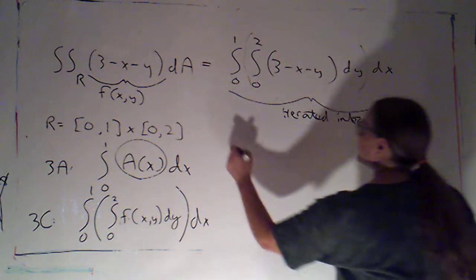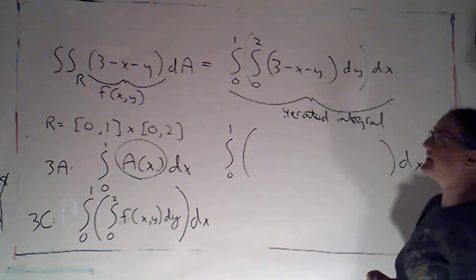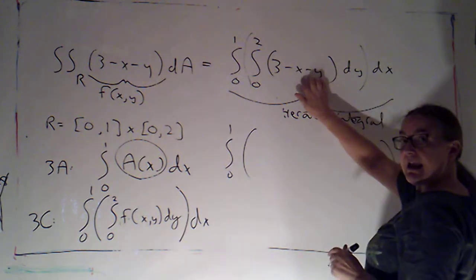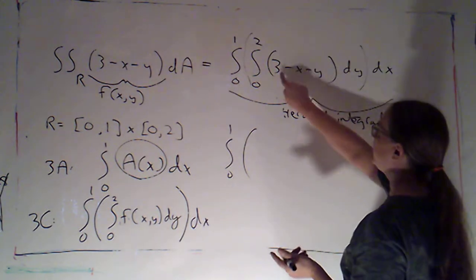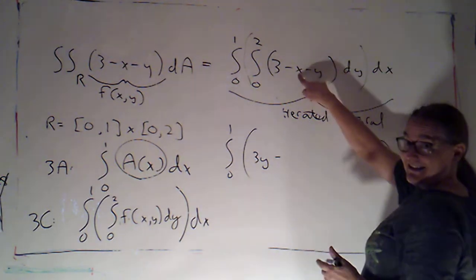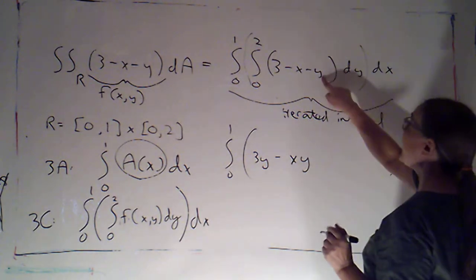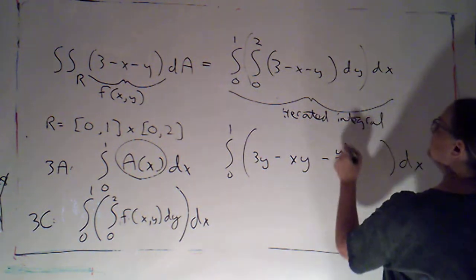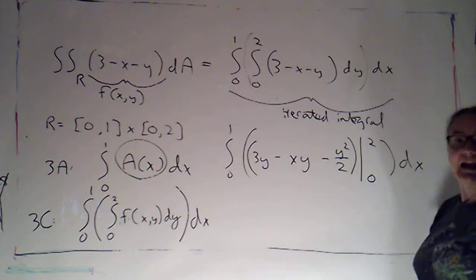Okay, so I'm going to have the integral from 0 to 1 dx. I find these parentheses helpful because I'm just doing this work on the inside. So I need to take an antiderivative with respect to y. That means y is my only variable. So 3 is constant, so I'm going to get 3y. Minus x is constant, so I'm going to get x times y. Minus y is my variable, so I'm going to get y squared over 2. And that's all going to be evaluated between 2 and 0.